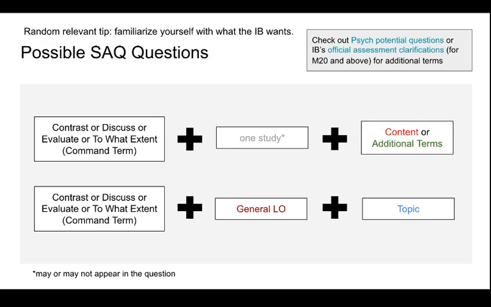oh my god, I'm so sorry, I didn't double check. Those command terms are wrong. That's supposed to be for ERQs. It's supposed to be outline, explain, and describe. I'm going to change that later.